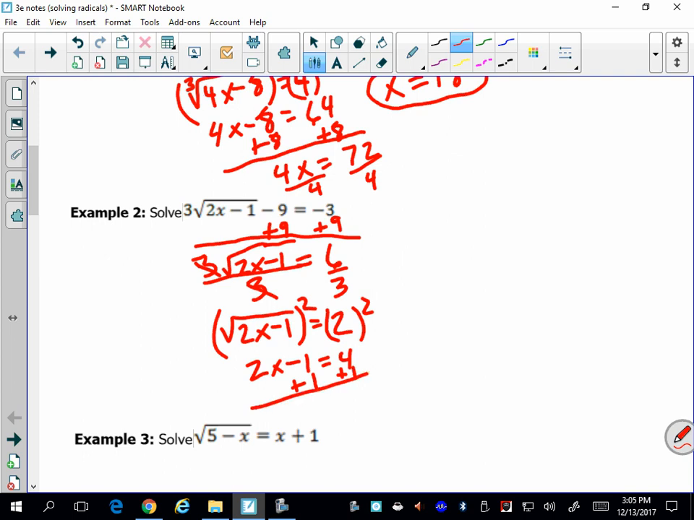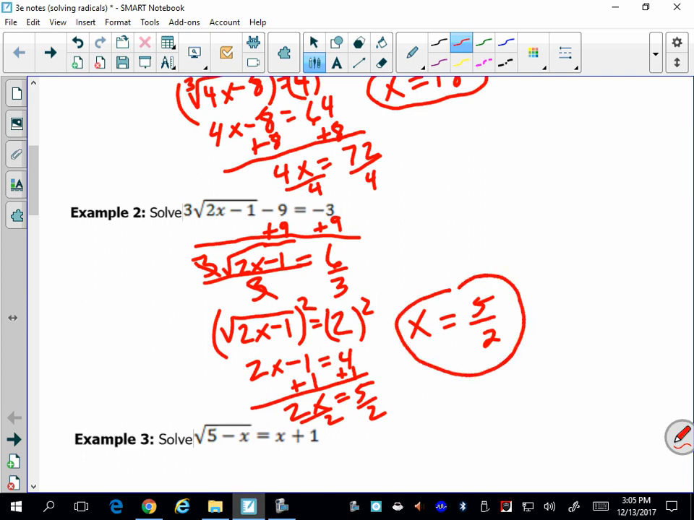Now we're actually just solving the equation. 5 divided by 2. X equals 5 halves. We didn't use it. There was no quadratic equation. Didn't use the quadratic formula or factor at any time, so we don't have to check for extraneous solutions.